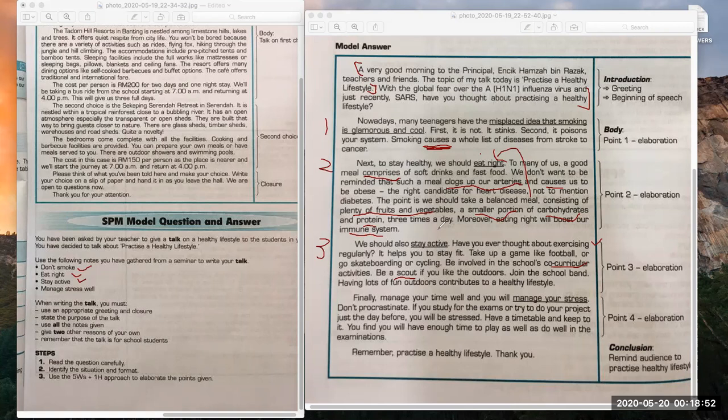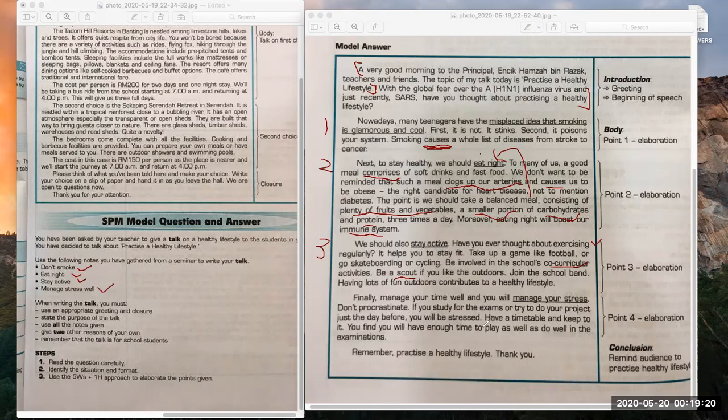Okay, be a scout if you like the outdoors. Join the school band. See, different types. School band is you play music lah for most of the time when you perform you go out at the street during sports days. Okay, having lots of fun outdoors contribute to a healthy lifestyle. Finally, manage your time well and you will manage your stress.